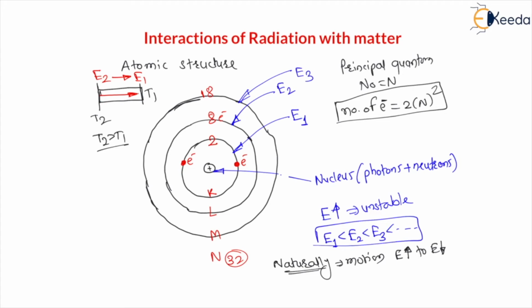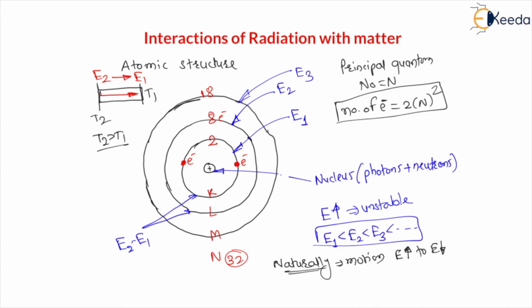The same fundamental will happen here. Naturally the motion of an electron is always from a high energy level to a low energy level. That's why the innermost orbit is the most stable, because it has lesser energy. This is the basic principle. Now my dear students, consider the difference in energy of two orbits. If I consider K and L, the difference in energy of the two orbits is E2 minus E1. This will be the difference of energy in the two orbits, K and L.